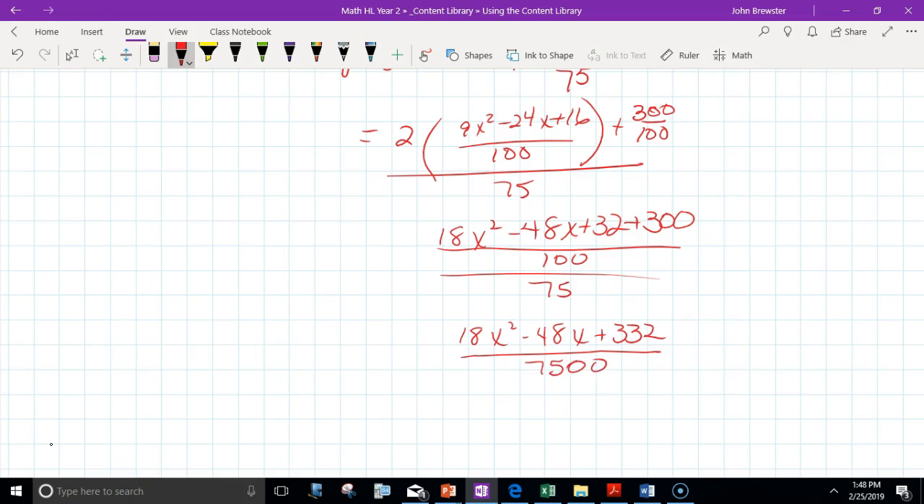Now they tell us that the answer is ax squared plus bx plus c all over 3750. Well, 3750 is half of 7,500, so I'm going to take this numerator and denominator and divide them both by 2 and get 9x squared minus 24x plus 166 over 3750, and that's the form they said they wanted the answer in. So that part's done. Okay, now part C, I'm going to come over here and do that.